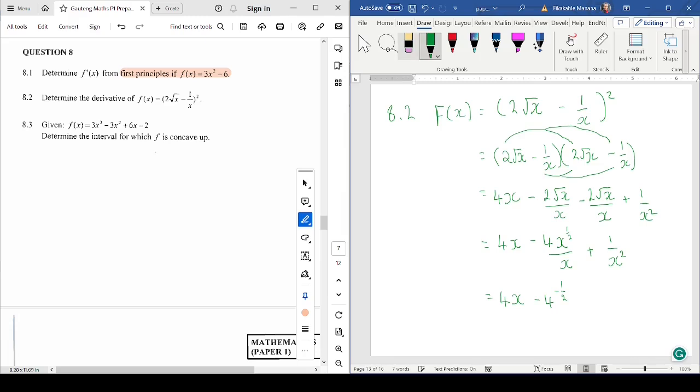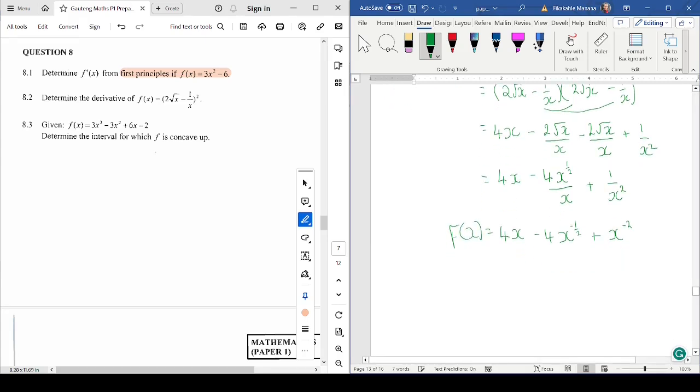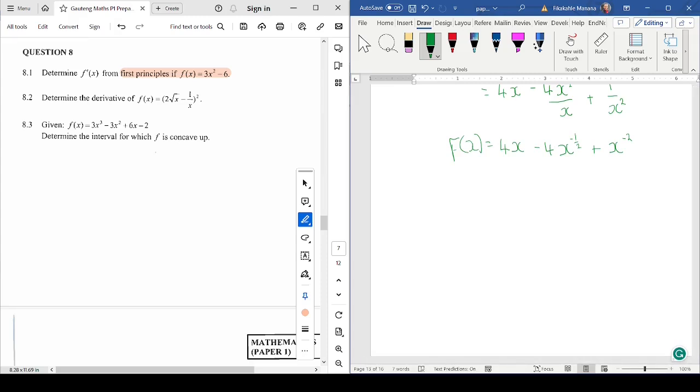Let's write x first. So it's x to the power a half minus 1, which gives you minus half, like that. And then plus, this one is just x to the minus 2. Remember, if you bring it on top, it becomes minus, just like we did for this one. Now, this is f of x. We just simplified it. It's not the derivative yet, but we are now ready to solve the derivative.